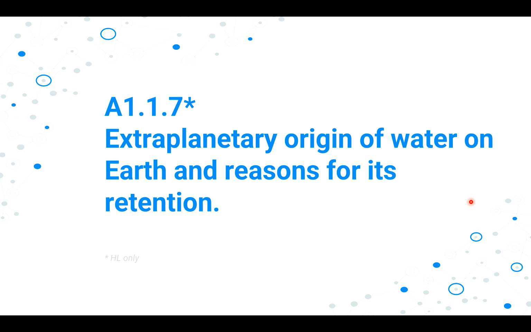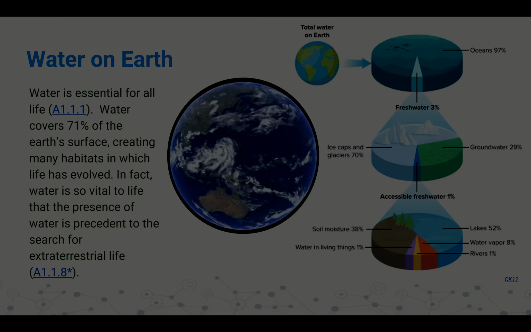Now we are going to start with the HL portion. In the HL portion, we have two subunits. First is the extraplanetary origin of water on Earth and the reason for its retention. It's a very unique idea when we talk about the origin of life, right? We always have a point of how the extraplanetary origin of water on Earth began, right? So let's talk about that.